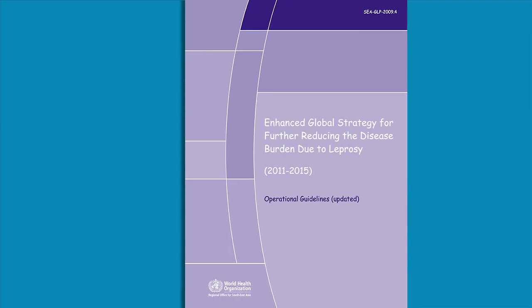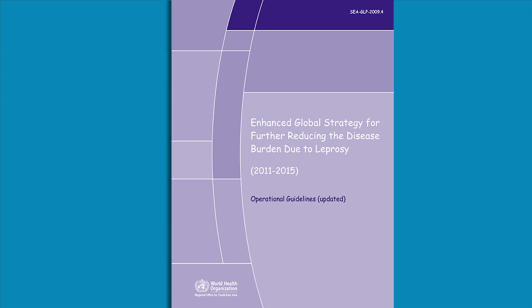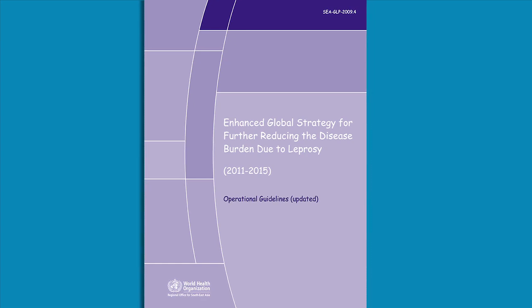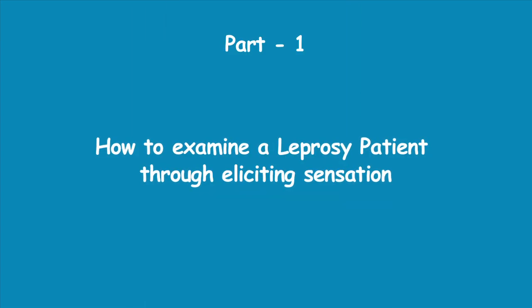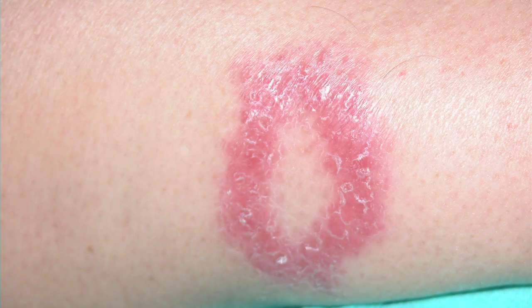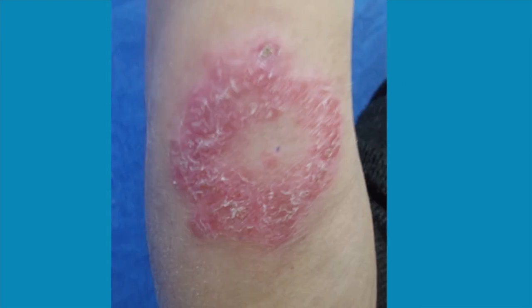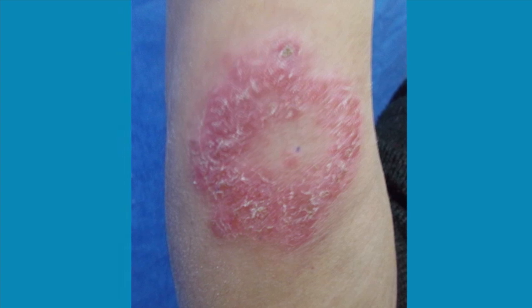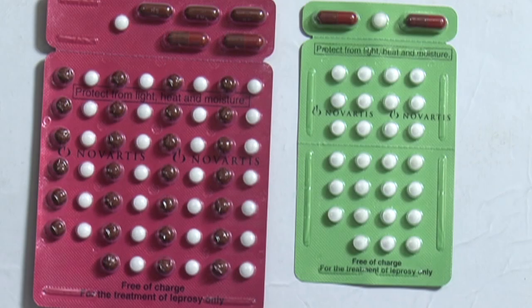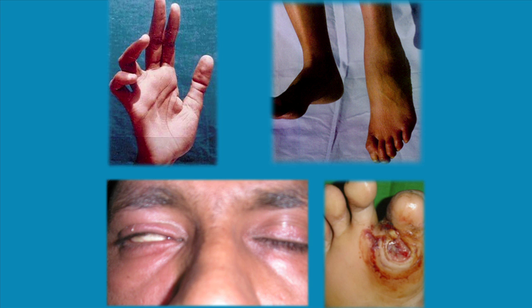This training module is based on operational guidelines to implement enhanced global strategy for further reducing the disease burden due to leprosy. Every medical officer needs to know how leprosy is suspected, diagnosed, and treated. We need to understand what is leprosy, how is it treated, and its consequences if not treated in time.